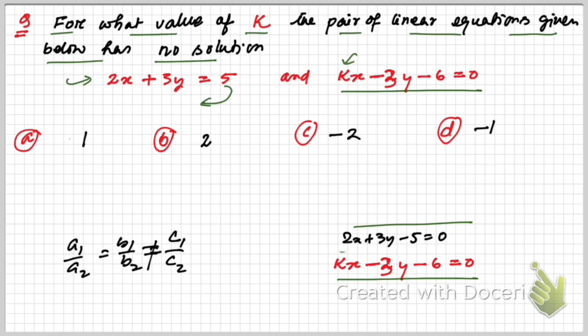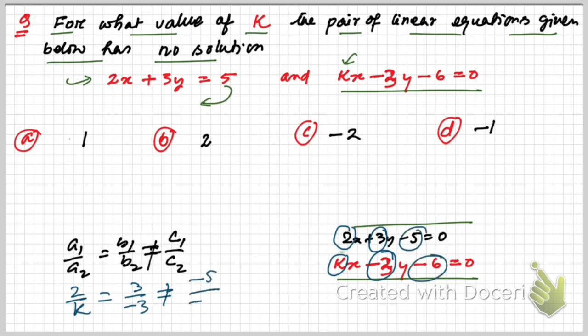So here a1 by a2 means the ratio of the coefficients of x, right? 2 by k. So here we will get 3 by minus 3, right? b1 by b2 is 3 by minus 3, not equal to minus 5 by minus 6. So here it is obvious that minus 3 by 3 is not equal to minus 5 by minus 6, right? So let us ignore this part.